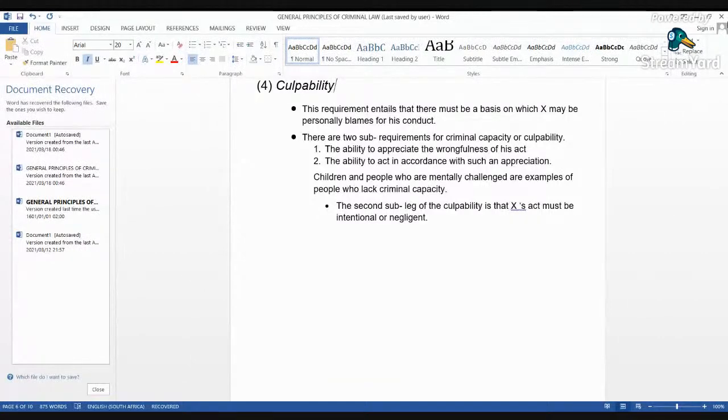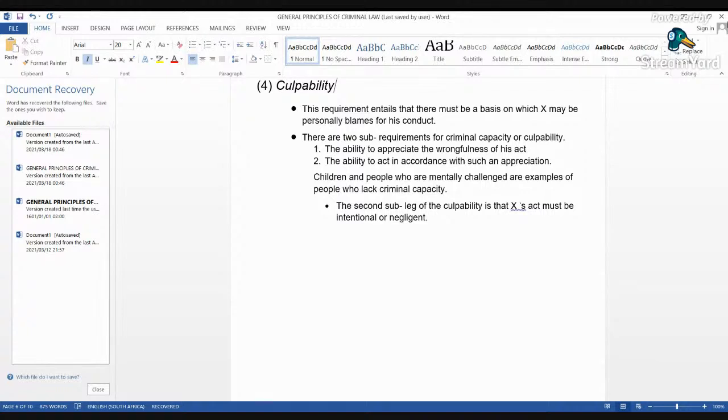The same goes for people who are mentally challenged. Already they have mental incapabilities, so it is very unlikely that they will be able to discern or know that what they are doing is actually wrong. Yes. And then the second sub-leg of culpability is that X's act must be intentional or negligent.